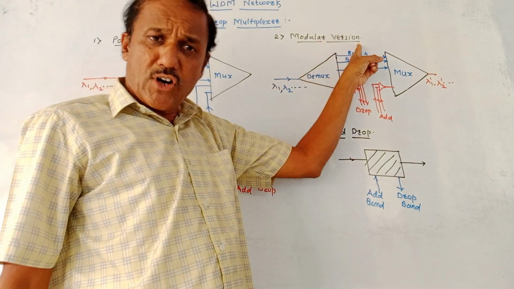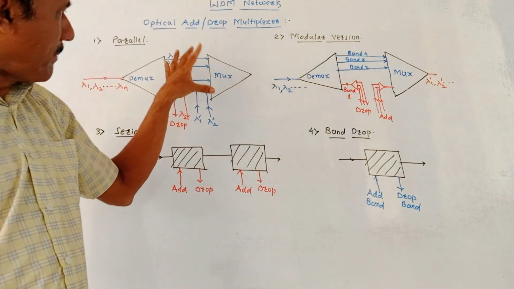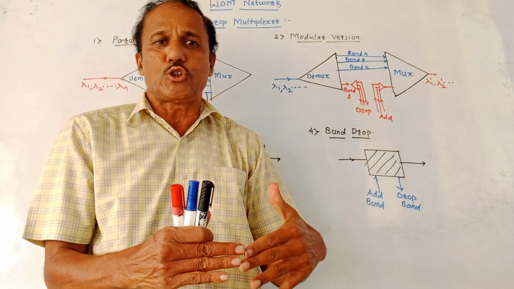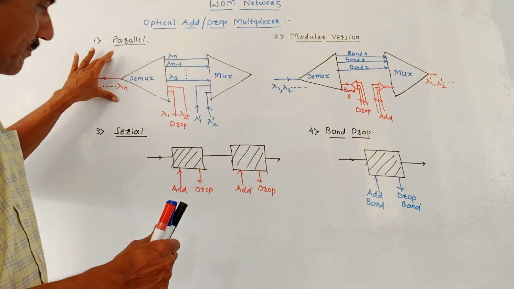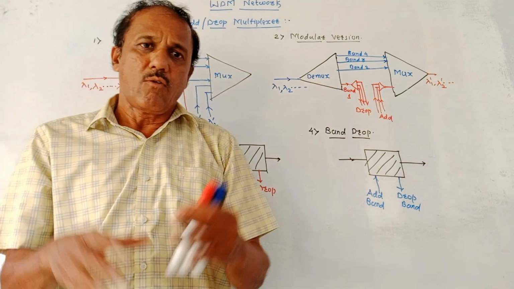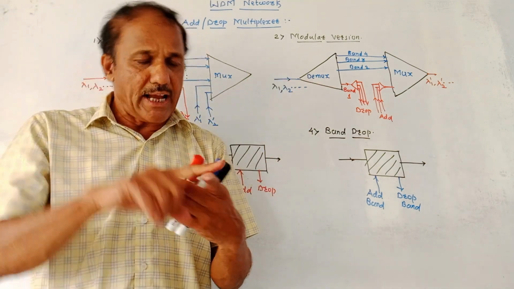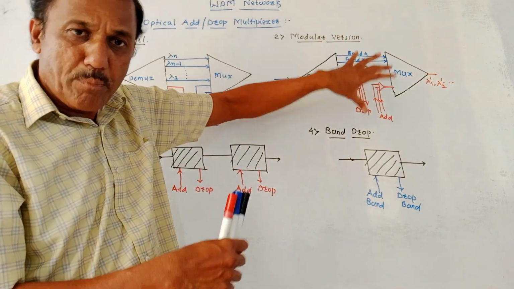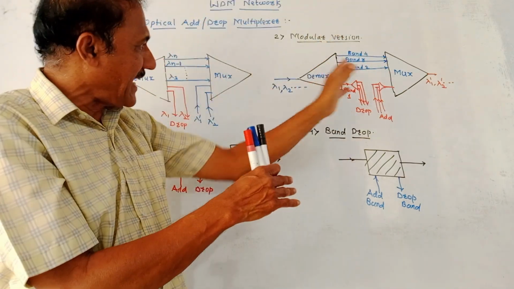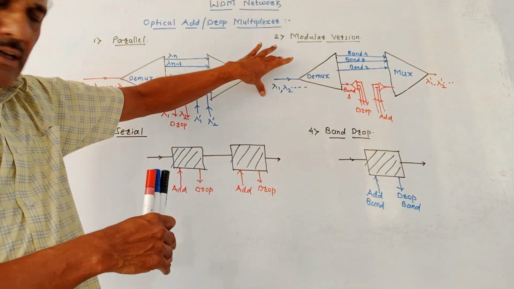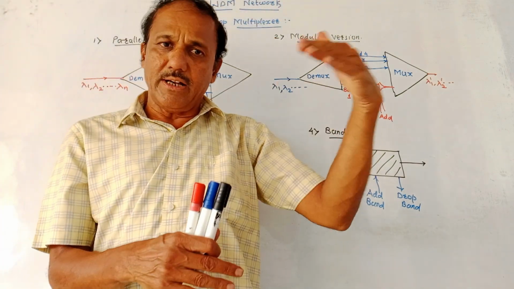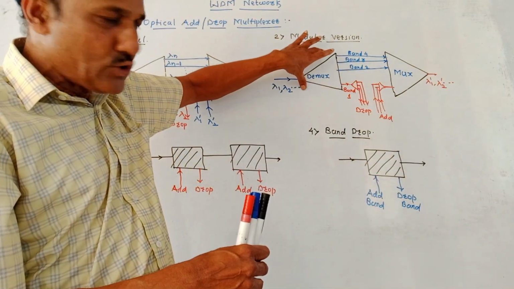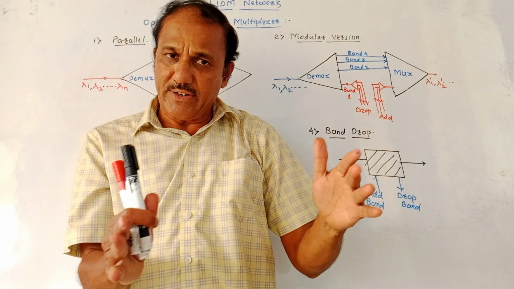Second is the modular version. It is similar to the parallel type of connection. The only difference is that a particular band is dropped. In the normal parallel connection, one particular wavelength can be added or dropped. But in this case, a band can be dropped or a particular band of frequencies can be added. Again, consider the incoming wavelengths like lambda 1, lambda 2 up to lambda n. At the input side, a demultiplexer is used. Let us say there are 16 wavelengths.